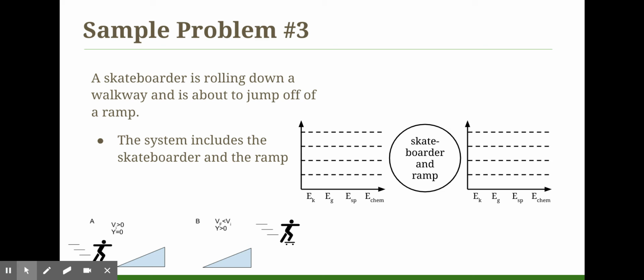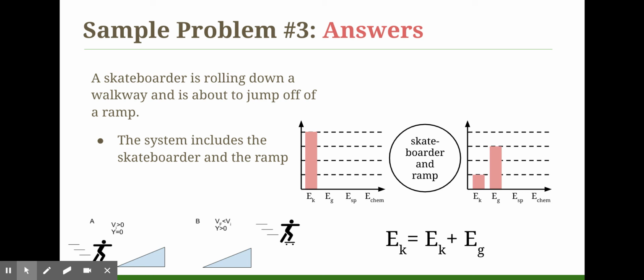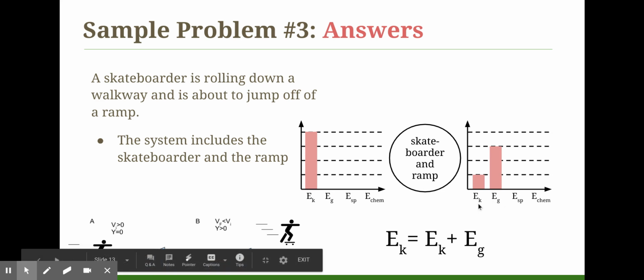At the end, we look and we see the skateboarder off the ground, so there's going to be some gravitational energy. We know they're moving, so there's going to be some kinetic energy. So now we have to decide how much of each of those energies are there. If we look at our example here, we just say at the start, all kinetic energy, so we just made it 4 blocks high, and then at the end, we say there's some EK and some EG.